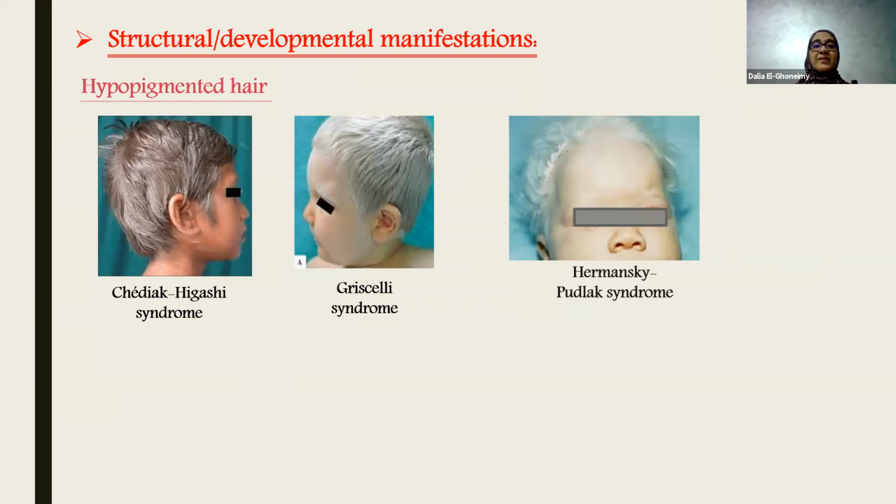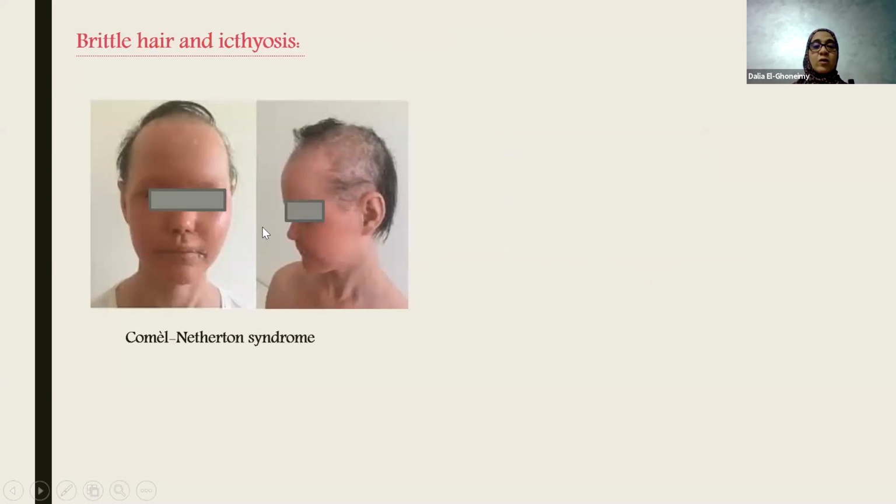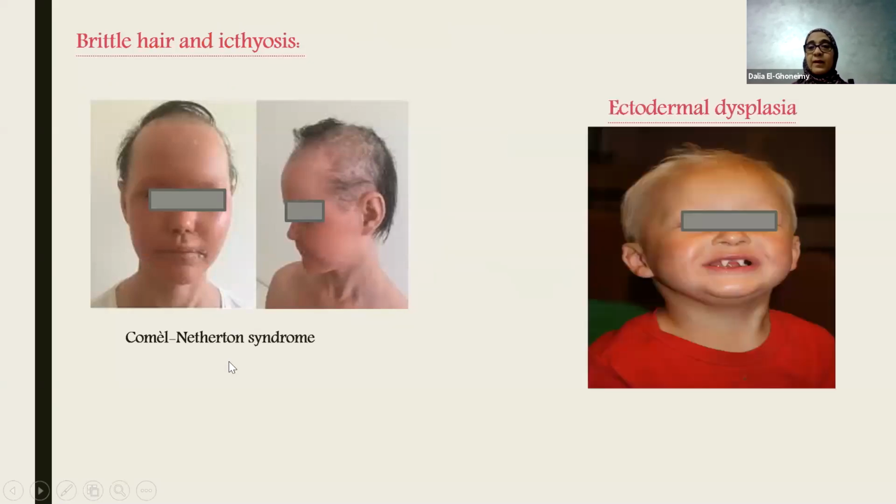Other structural developmental manifestations like hypopigmented hair, as in Griscelli syndrome and Hermansky-Pudlak syndrome, brittle hair and ichthyosis like Netherton syndrome, and ectodermal dysplasia, as in immunodeficiency. So a dermatologist can encounter this patient and find that these abnormalities could not be overlooked, and the immune system should be assessed, because we are in a vicious circle. These abnormalities could impose increased susceptibility to infection together with the inherent immune defects they have.